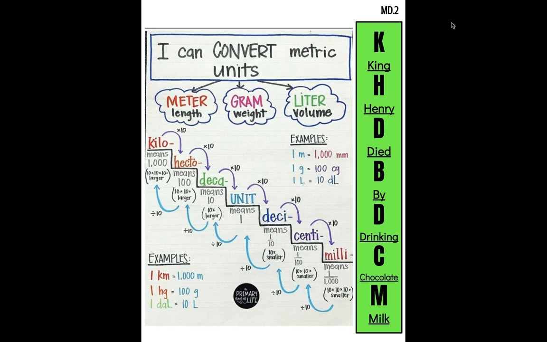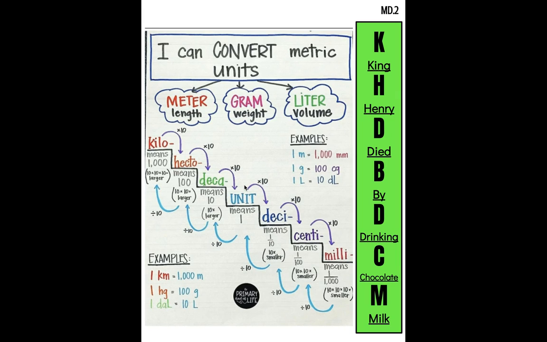So I have this step ladder. So you see the unit is your base. So your base unit, that'll be your meter, your gram, and your liter. Now if you remember these prefixes, you have kilo, hecto, deca, deci, centi, and milli. So let's say I used meter as my base unit. I can have a decameter, a hectometer, a kilometer, a decimeter, a centimeter, and a millimeter.